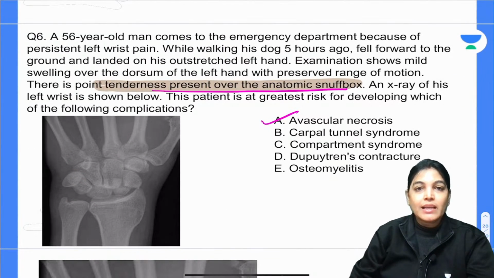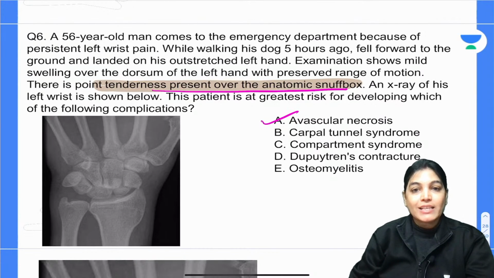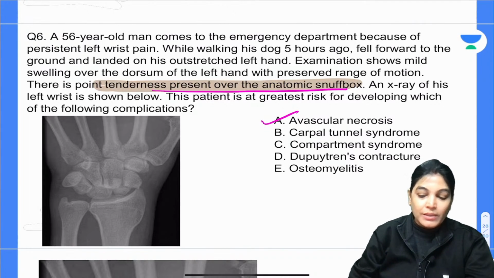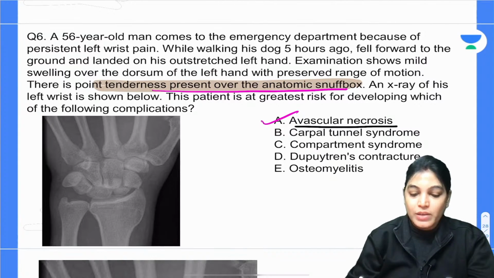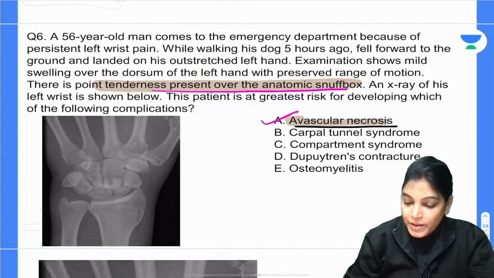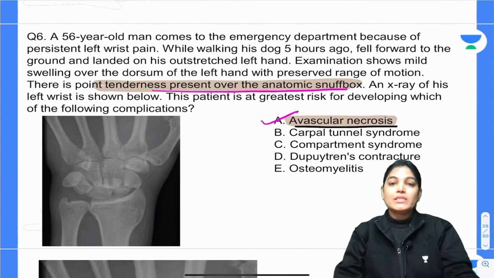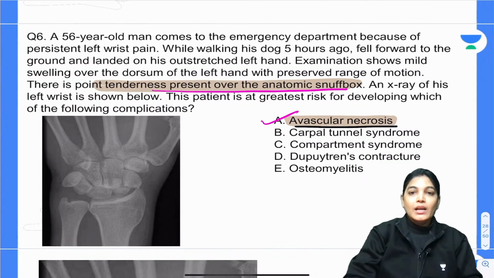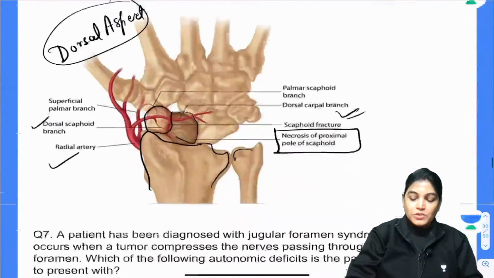So in this case, clearly we are seeing the fractured scaphoid bone in the image, and the presentation is anatomical snuff box tenderness. So we will go with A as the correct answer, avascular necrosis, which is already given by many of the aspirants and the students, and you are perfectly correct. Avascular necrosis is the correct answer. Let's move on to the next one, question number 7.